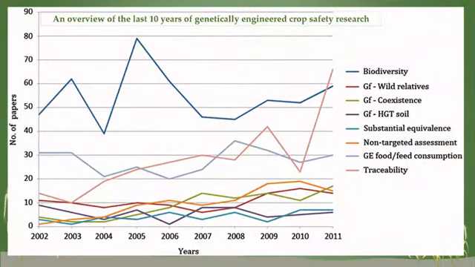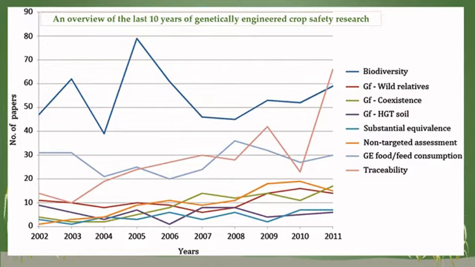So I'm going to show you a graphic from one of those, and the good news is this particular paper does not have a paywall. And so here is an overview of the last 10 years of genetically engineered crop safety research. That is the title of the paper.